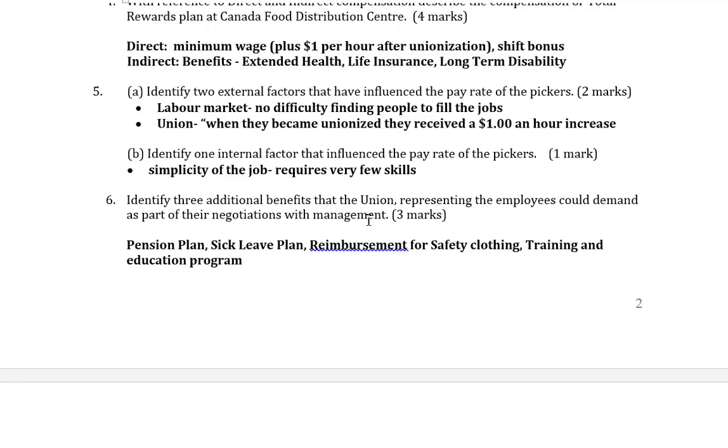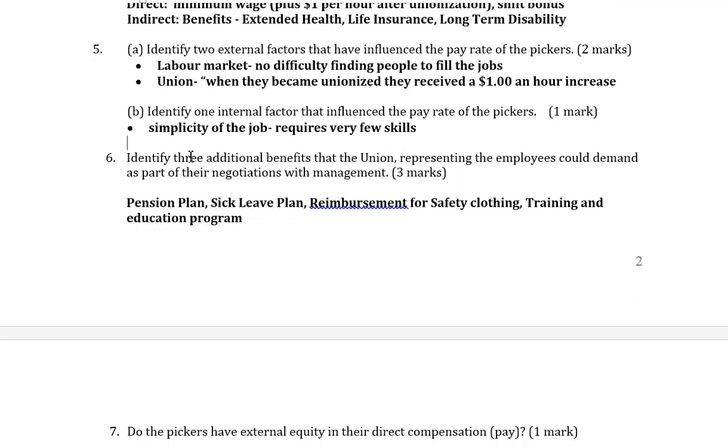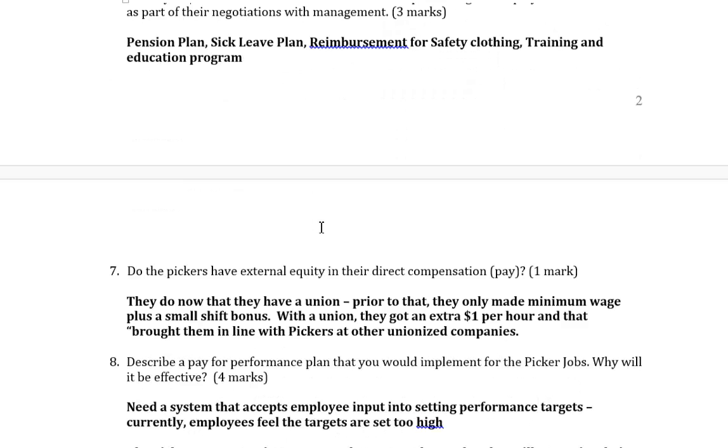Didn't seem to have a pension plan, definitely didn't have reimbursement for safety clothing. They had to pay it all, so that might be something they could demand. They didn't have a very well-defined training and education program, and they didn't seem to have a short-term disability or sick leave plan. So you might suggest those things. I only asked for 3, but you might find more.